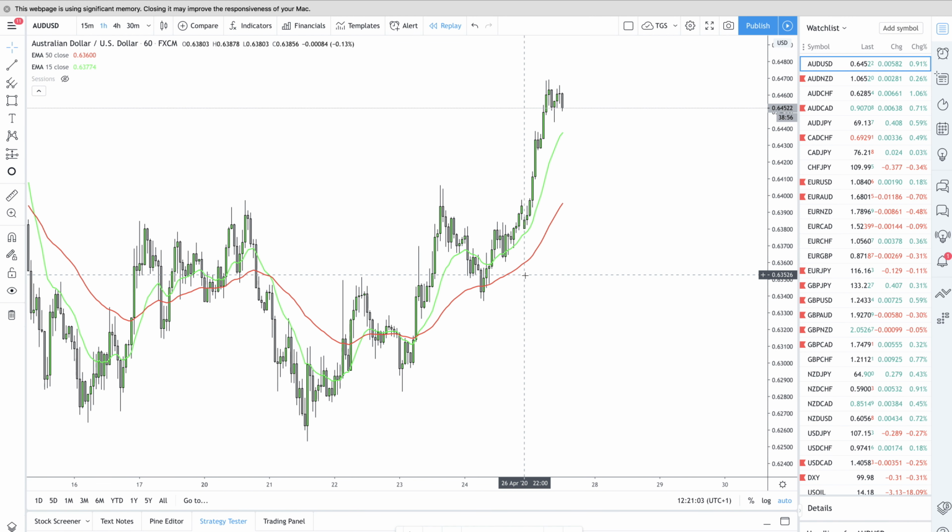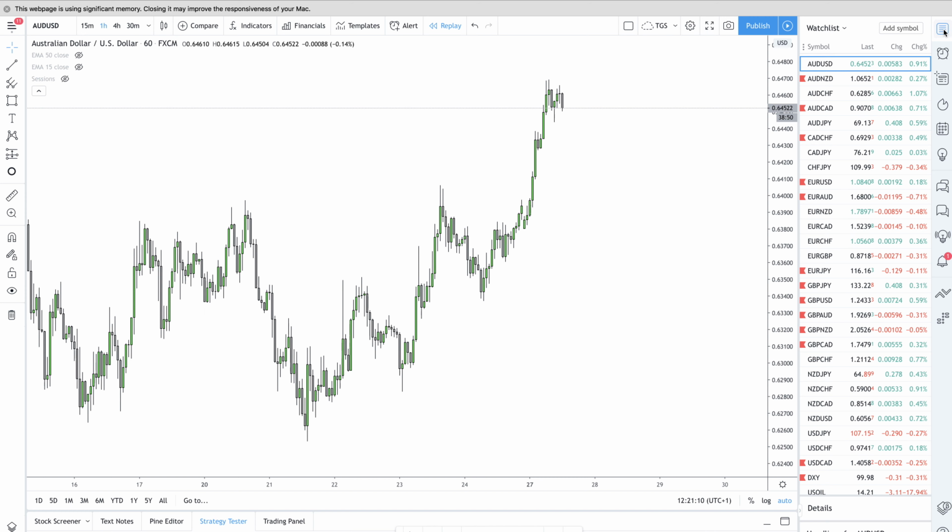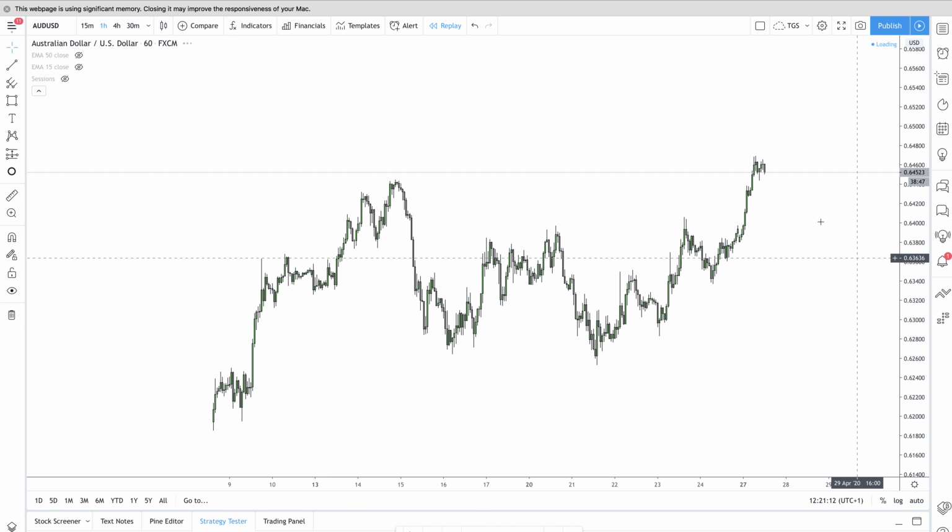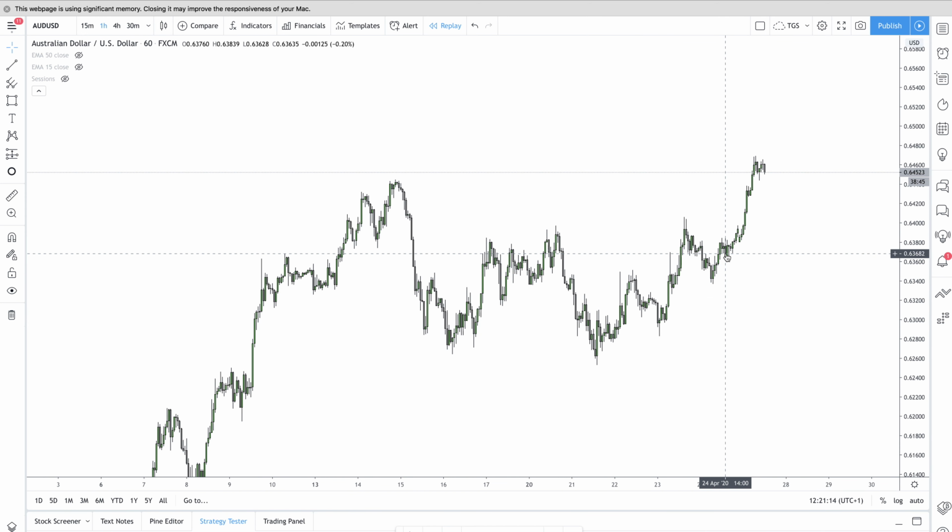Okay, so here we go. We have AUD USD, so I just pulled this chart up now. I'm just going to blink out my EMAs for the moment. And what I want to do, I'm just going to go back. I'm going to find some good areas where candlestick patterns have worked, so you know what areas to look for and what candlestick patterns to look for.